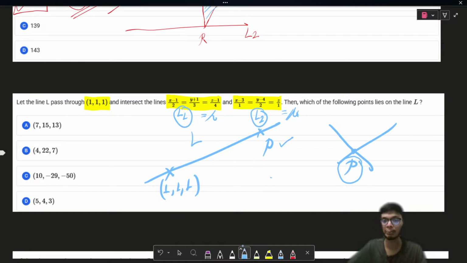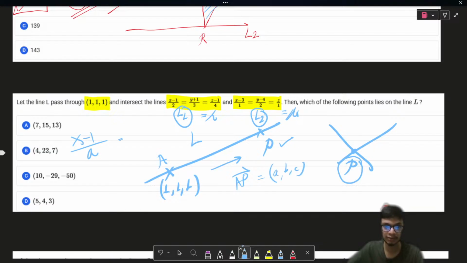Now, once you find this point P, the equation of the line is very simple. It will be simply x minus 1 upon the direction ratio of this vector. Let us call this point A. So this AP vector's direction ratios will be a, b, and c, something like this.